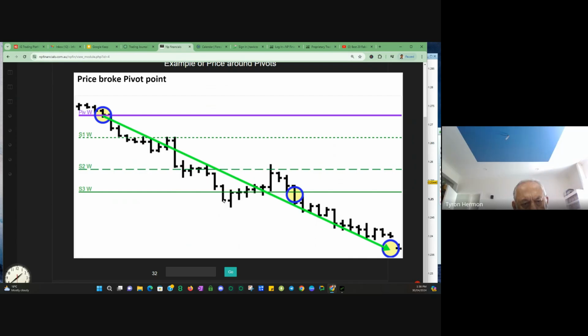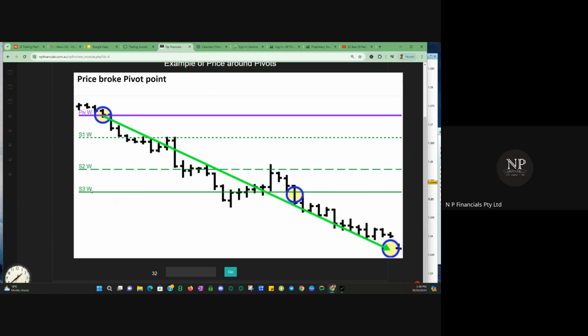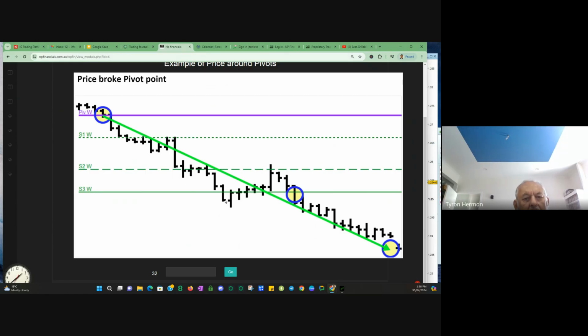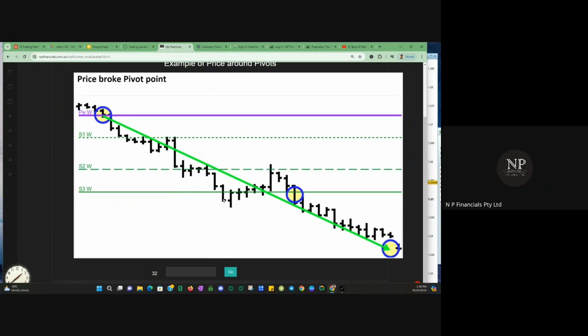Crack, yes. It means it closed below S3. S3 is this one. It penetrated and closed below, and immediately penetrated and closed above. So this is crack and snapback.